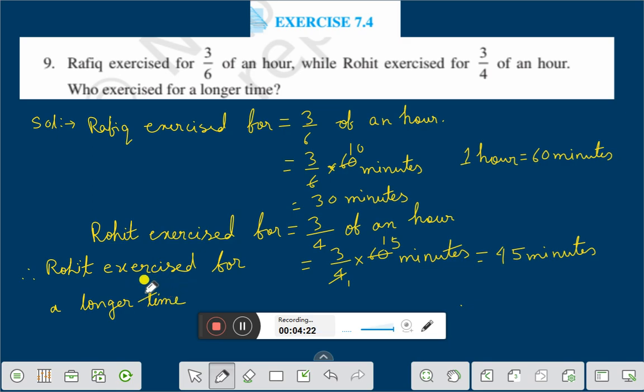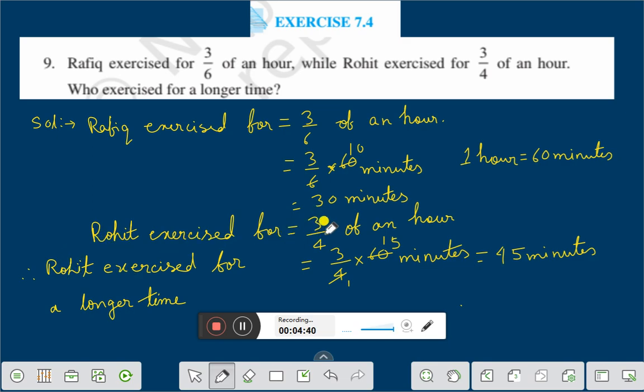Right? Again, we are repeating that Rafik exercised for 3 by 6 of an hour and we know that 1 hour equals 60 minutes. Therefore, 3 by 6 into 60. We cut this by 6 on the 6, 6 9 is 60, therefore it is 30 minutes. Therefore, Rafik exercised for 30 minutes.